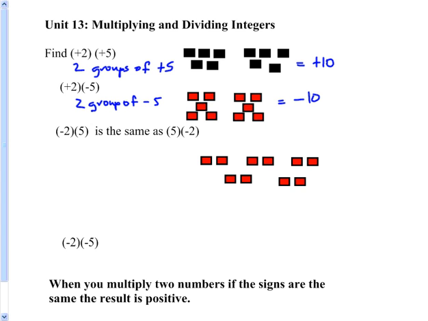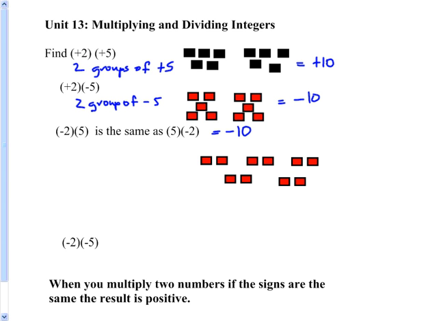Now, this is where it gets a little tricky. Negative 2 times 5. We're not quite sure what it means to have negative 2 groups of 5. But we use a property of multiplication which says you can change the order around. 3 times 4 is the same as 4 times 3. So negative 2 times 5 should be the same as 5 times negative 2. And 5 times negative 2, well, here's 5 groups of negative 2. That's equal to negative 10.